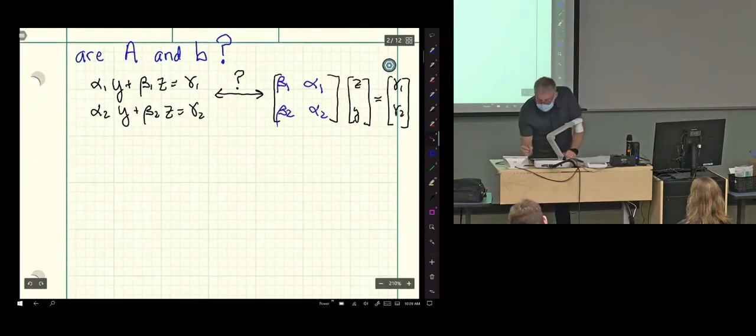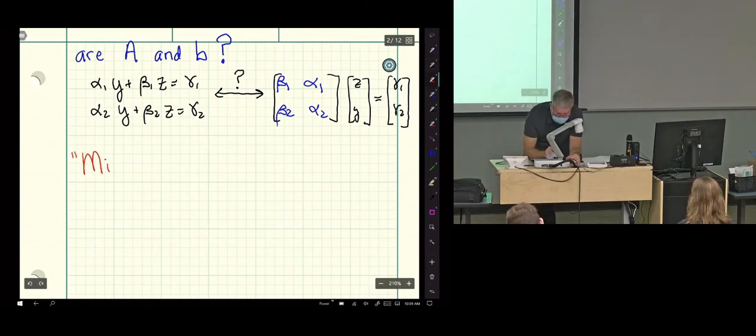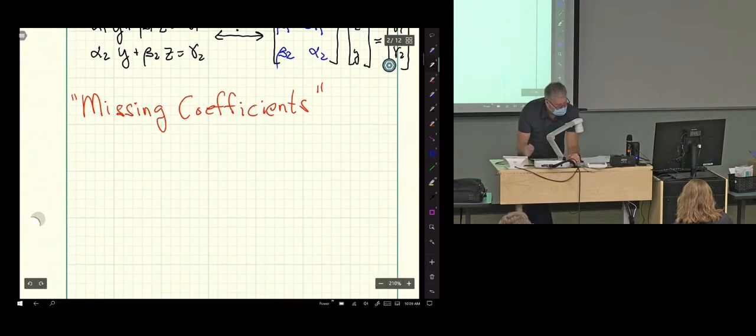And I want to turn that off soon. Okay, so I'm going to give this one a title. Missing coefficients. They're not missing per se, but this will draw it to your attention a little bit more. And let's see if I can write this legibly.